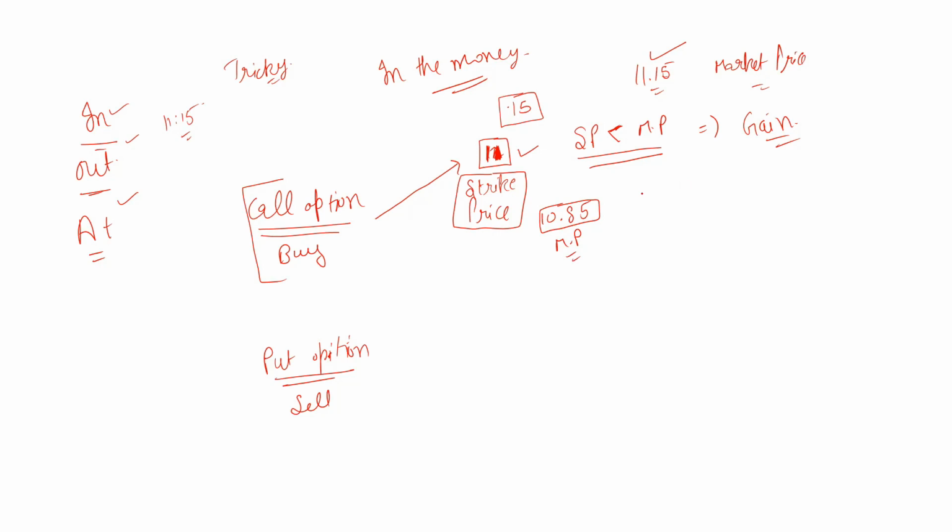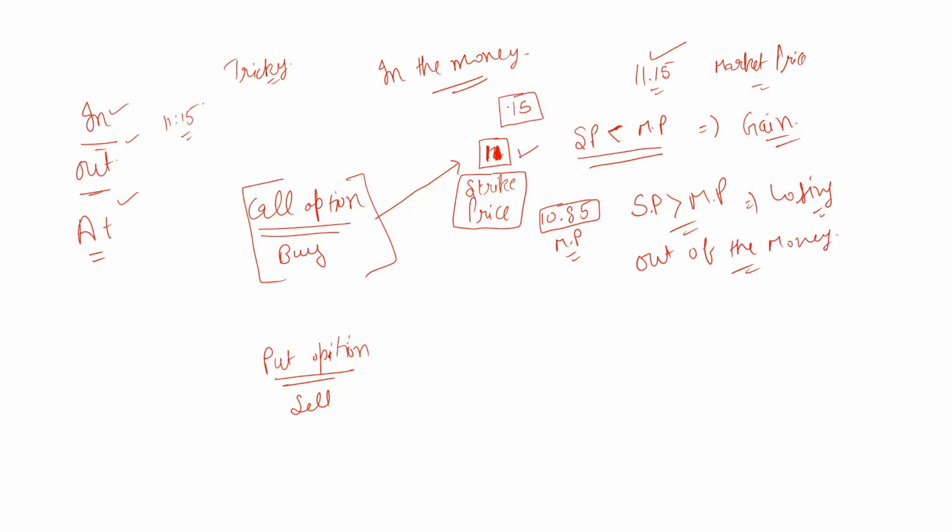Then what conclusion can you make? You can simply make the conclusion that if the strike price is greater than the market price and the options are call options, then in that case you are losing the money. And when you are losing money, this situation is known as out of the money situation. That is that situation.